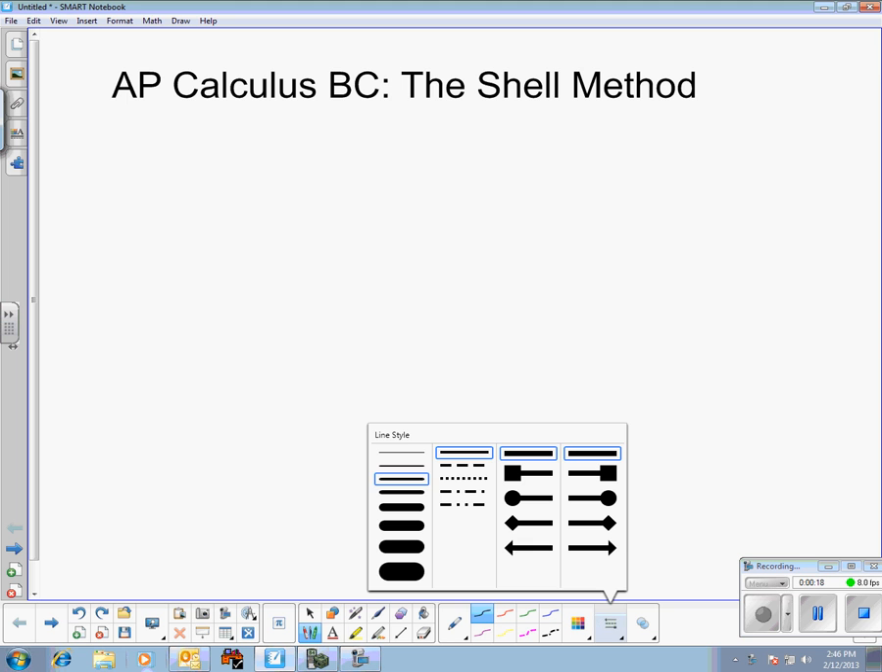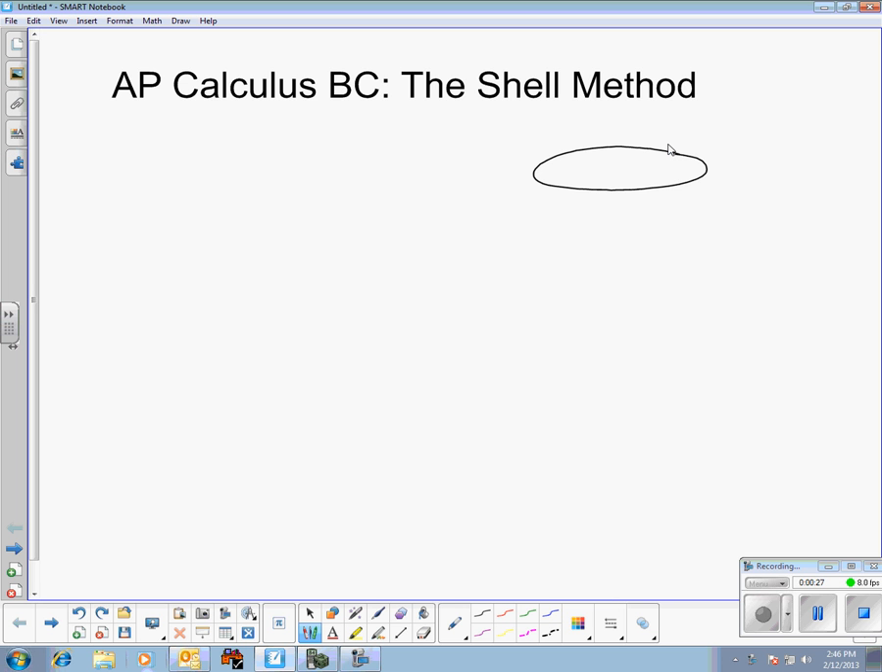So first of all, what you need to know about the shell method is what it is you're summing up. What you're doing is finding the volume of a bunch, actually infinitely many little shells. They're basically just cylinders. They've got a little bit of thickness to them. That thickness is what shrinks down to zero as you include more and more shells. But your shells are going to look something like this.